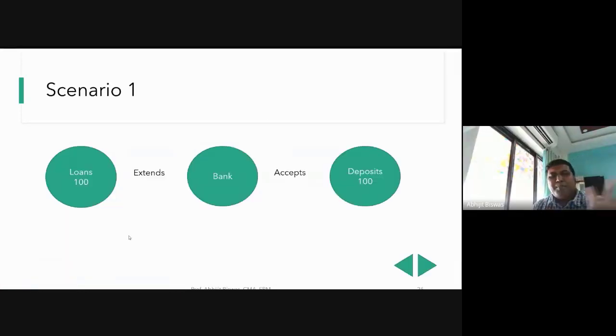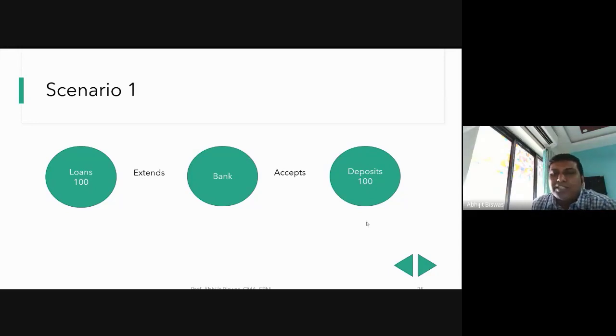This is the very simple scenario where suppose a bank takes a deposit of 100 rupees and gives away that deposit as loan. This is a very simple scenario, and this scenario is highly unrealistic because banks do not work in such a simple structure. Why? Because you cannot run your business only by borrowing.